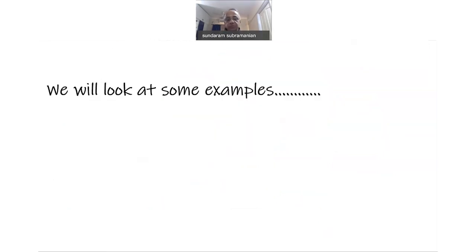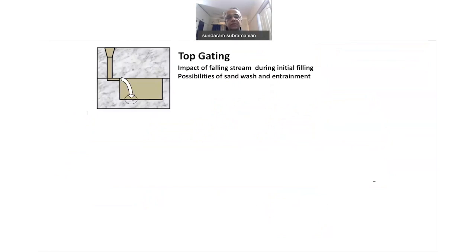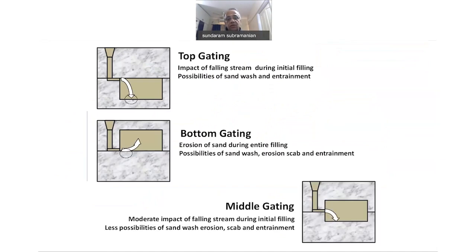So we'll look at some examples of these key processes and then touch upon them. One of the decisions we take in parting planes, selecting a parting plane, is either to have it at the top of the casting or at the bottom of the casting, or in the middle of the casting. So each one has its own merits and demerits. So here you can imagine a lot of impingement at the bottom of the mold. Here you can see a lot of erosion at the bottom of the mold. Whereas this is about the metal path that you can follow.